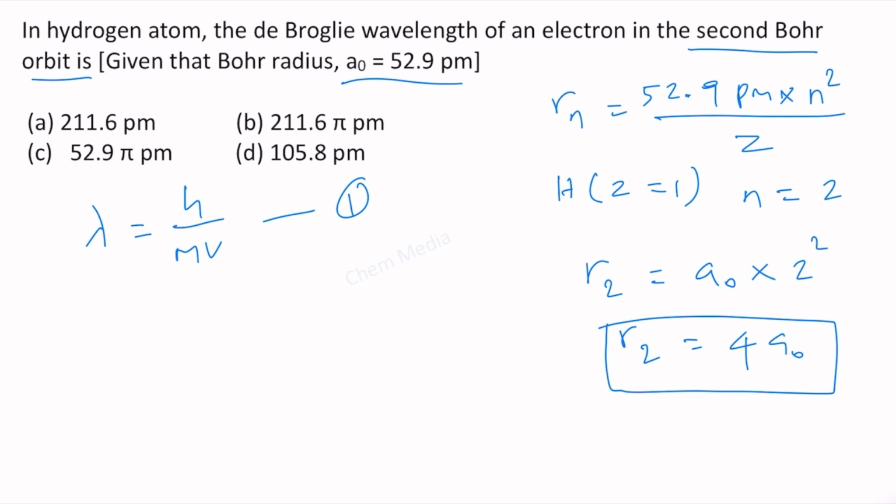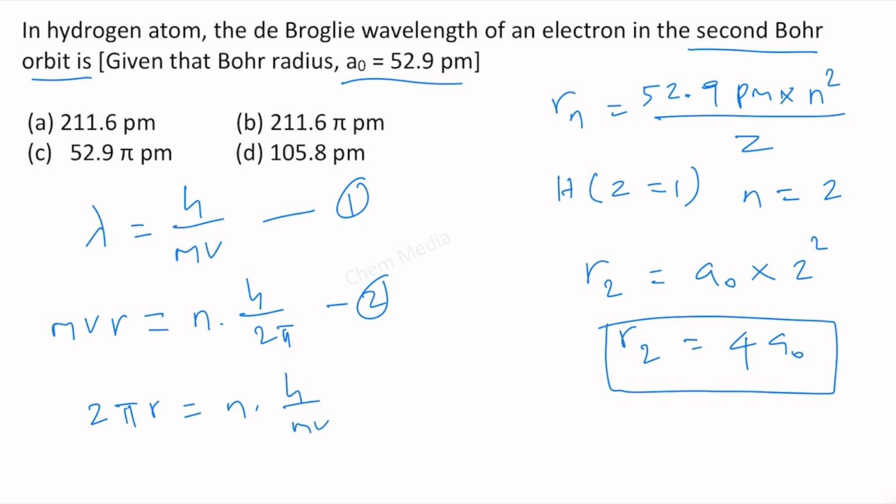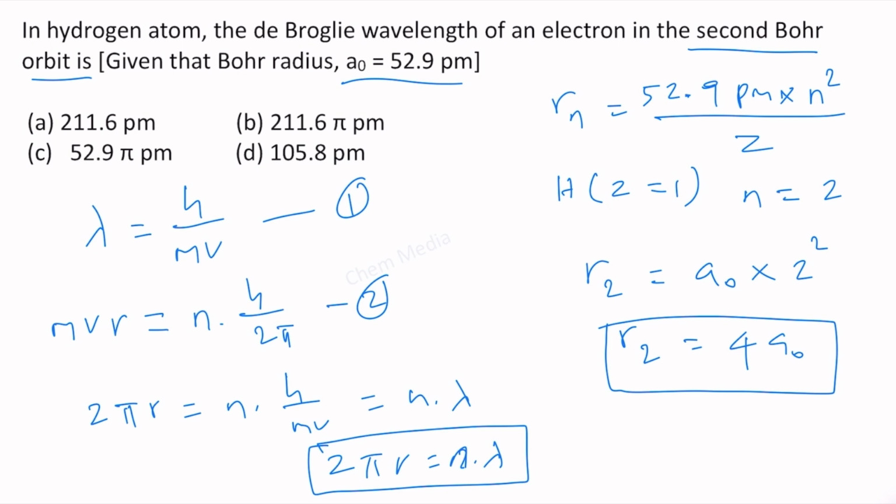Now, we also know from Bohr's theory that electrons can revolve only in those orbits where the angular momentum mvr must be equal to an integral multiple of h divided by 2 pi. From these two equations, we can write that 2 pi r is equal to n times h divided by mv, and that is equal to n times lambda. What this equation 2 pi r equal to n lambda means is that the circumference of the orbit must be an integral multiple of the wavelength of the electron wave, and therefore let us substitute r2 here.